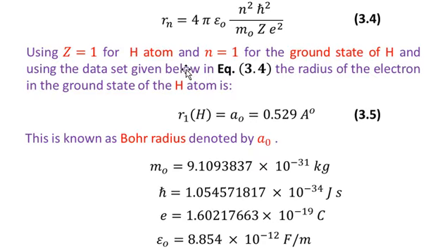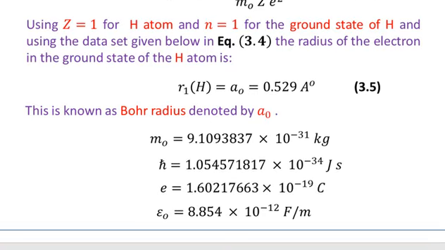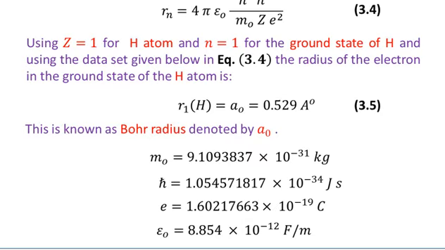Using Z equal to 1 for the hydrogen atom, and n equal to 1 for the ground state of the hydrogen atom, and using the data set given in equation number 3.4, that is this data set which I have shown below over here, the radius of the electron in the ground state of the hydrogen atom is found. So you see that using the data given over here, m0, the mass of the electron, is equal to 9.1093837 times 10 to the power minus 31 kilogram.